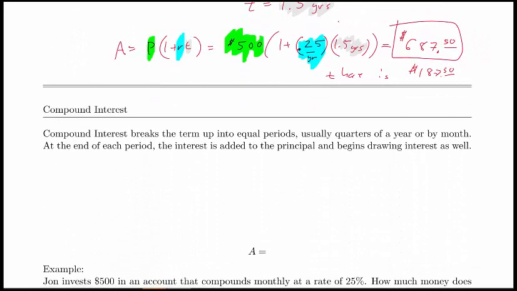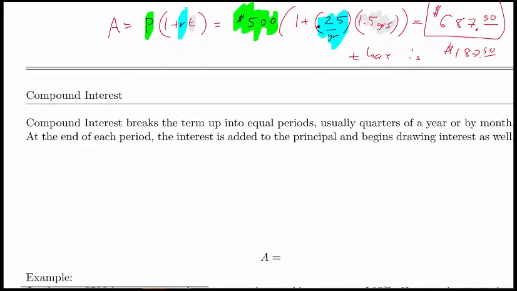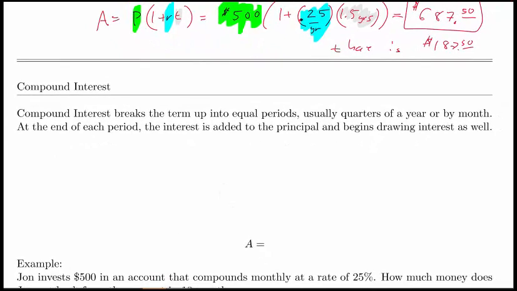So now we move on to the concept of compound interest. Compound interest breaks the term up into equal periods. Usually in the financial world, it'll be breaking up into a quarter, like a fourth of a year, or by year, and quite often it is done by month. So let's go ahead and look at how this equation works. First, we're going to diagram the money out a little bit. So first thing that happens is, some amount is borrowed or invested.